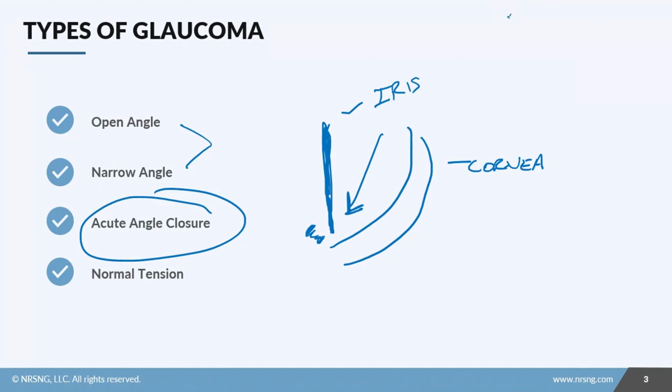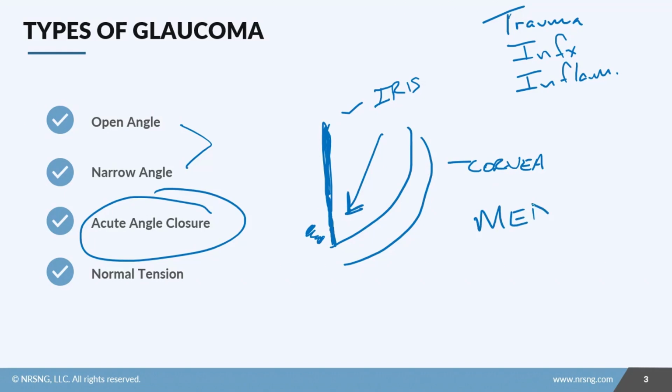The one that we worry about the most is acute angle closure glaucoma. Because of things like trauma or infection or inflammation, this becomes completely blocked. This in turn increases pressure in the eye. And the problem with this is it's actually a medical emergency. If we don't fix this problem quickly, the patient could lose vision long term. The last type that we look at is normal tension glaucoma, where the pressure inside the eye is actually normal, but the changes and damage to the optic nerve are consistent with other types of glaucoma.